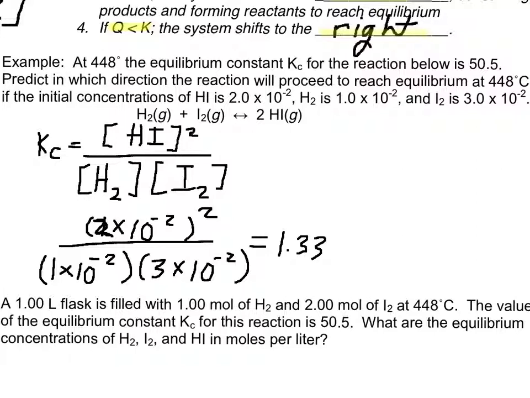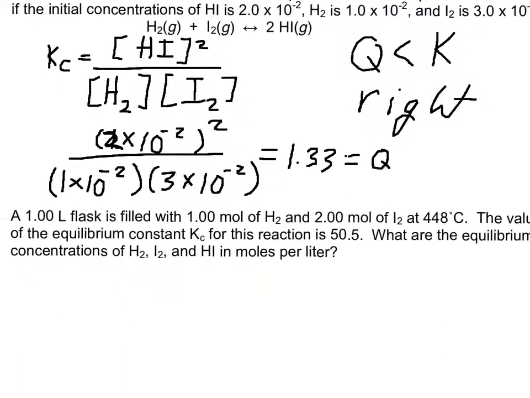When we go through and do this, we get a value of Q of 1.33. And so that means that Q is much smaller than K, which was 50.5, it tells us in the problem. And since Q is smaller than K, that means the reaction is going to go from left to right. So it's going to move towards the right.